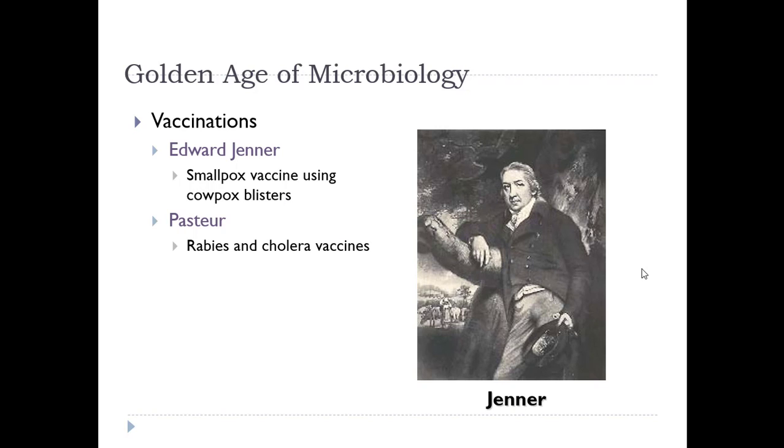Vaccinations. So here we have Edward Jenner, which I don't know if he's related to Bruce Jenner or not. Caitlyn Jenner. He developed the smallpox vaccine using cowpox blisters. He would notice that cows were developing these blisters, and he theorized, I believe, that they were the same ones causing smallpox. And so he developed the first vaccine that prevented smallpox in humans. Pasteur, Louis Pasteur again. This guy is pervasive in this world. He came up with the rabies and cholera vaccines. He's just doing his thing.